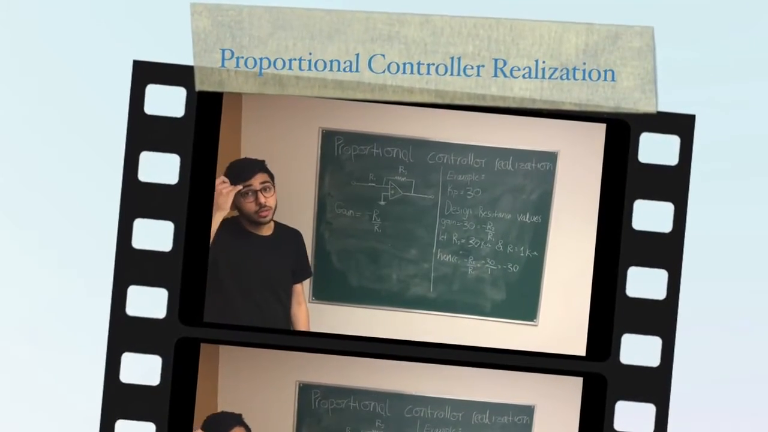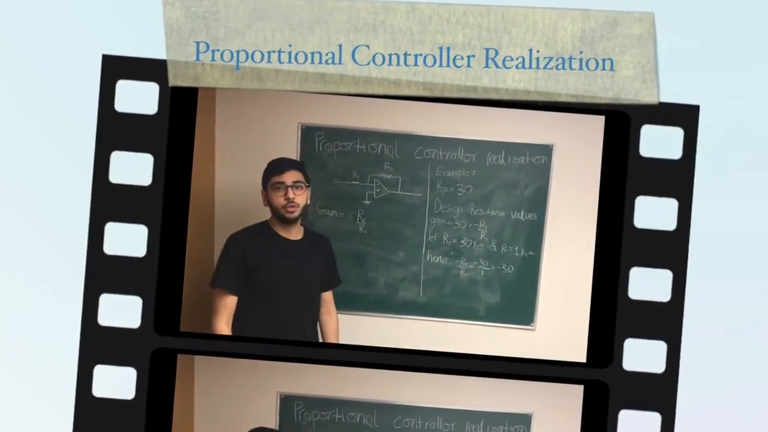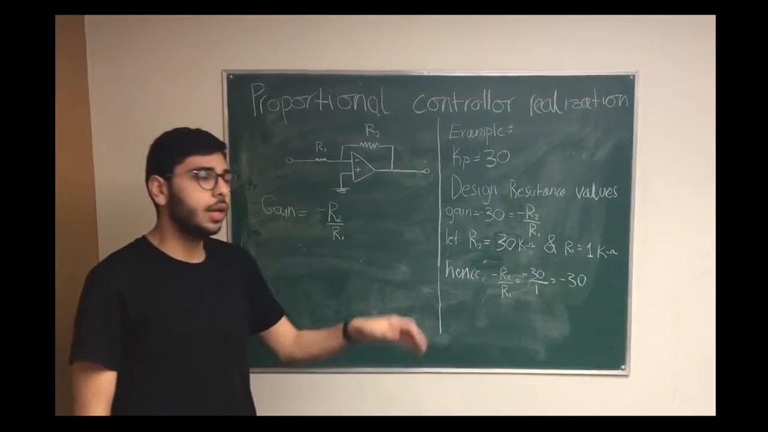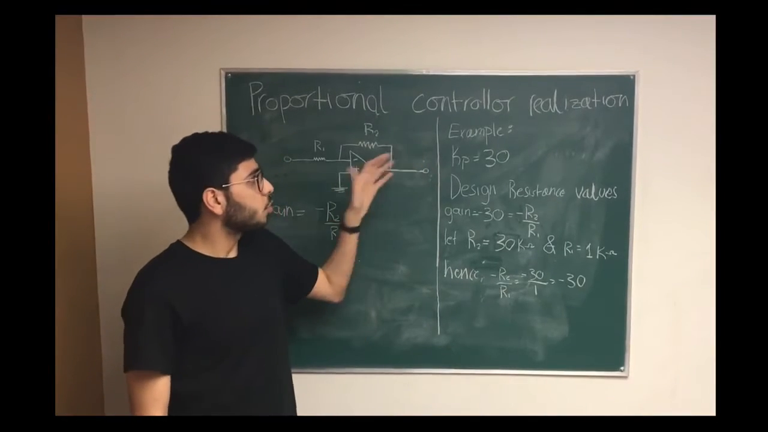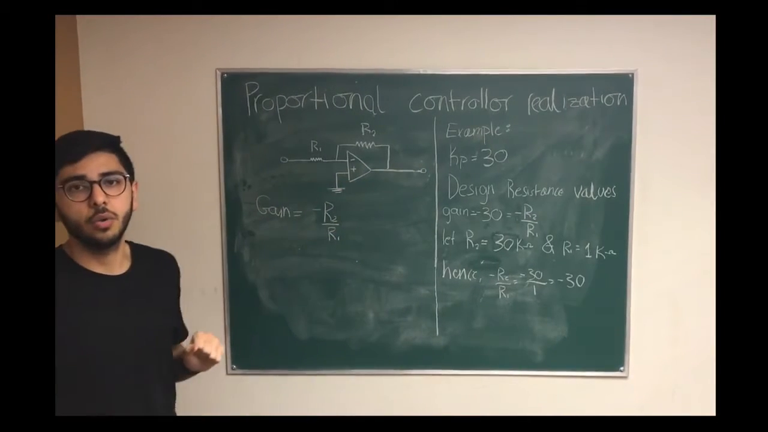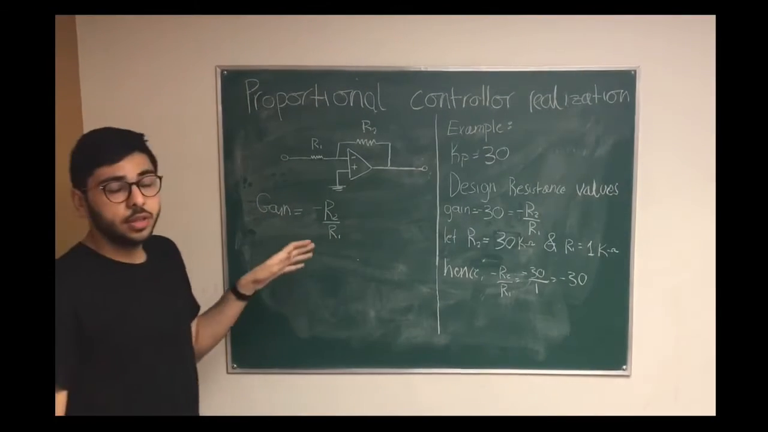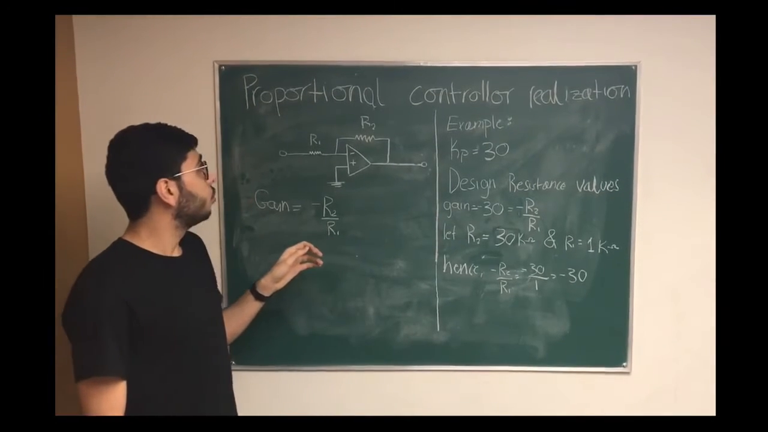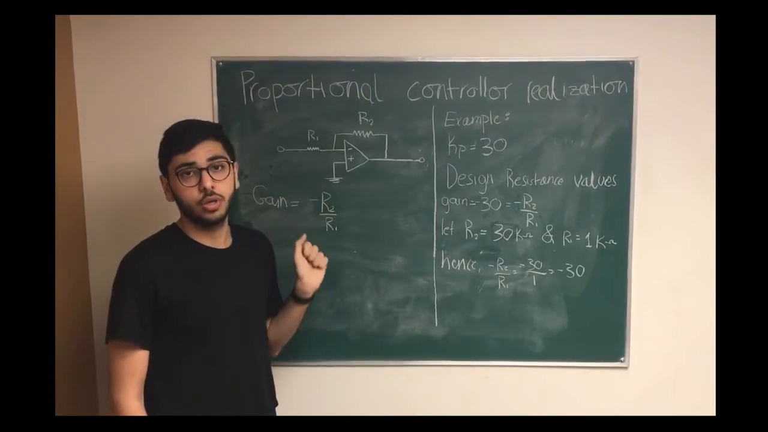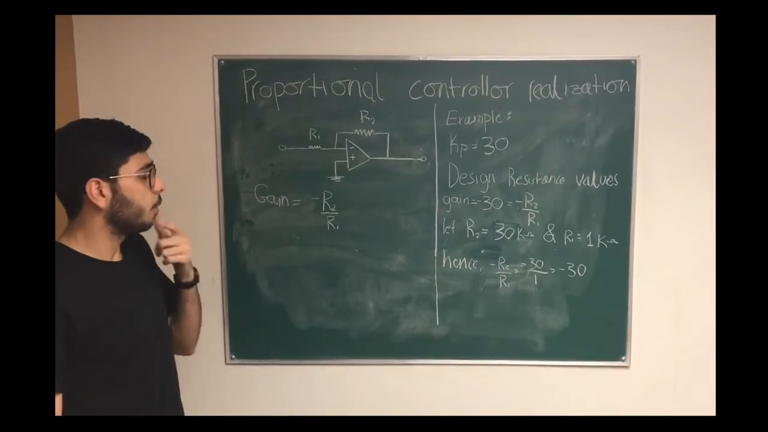To realize PID controllers, one way of doing this is to realize each part of the controller alone and then sum it all with a summing amplifier. For this slide, we're going to show you how to design a proportional controller using an inverting op-amp.